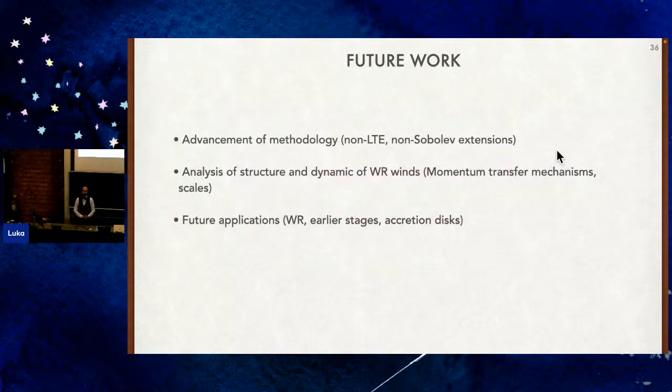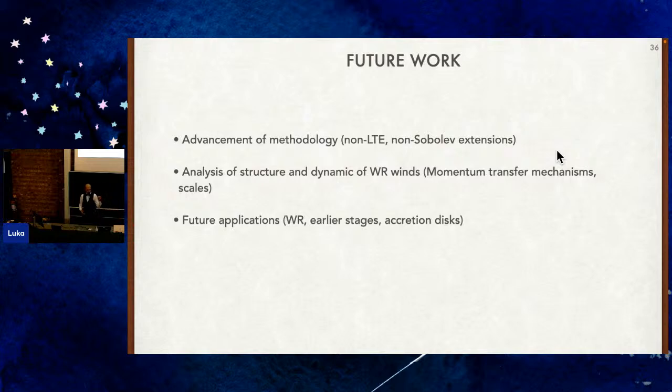Although life might seem excellent, we still have things to do, and there are lots of things to do. At the very beginning, I said I'm assuming that radiation and gas are in equilibrium, or in local equilibrium, but that is not very realistic. So we might want to relax that assumption. Furthermore, I used the so-called Sobolev approximation, which I introduced earlier, but we know that relaxing this assumption introduces new effects, which are very important for other kinds of winds. Thus, we might want to relax those assumptions.